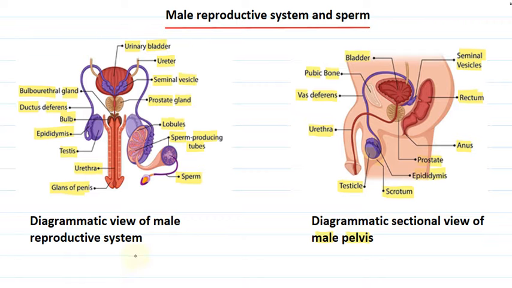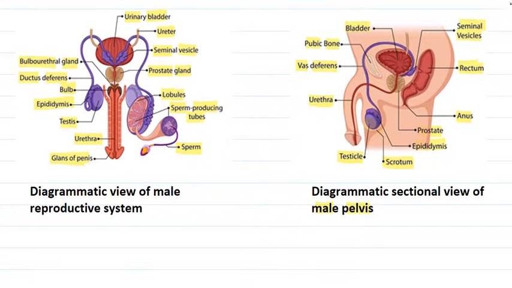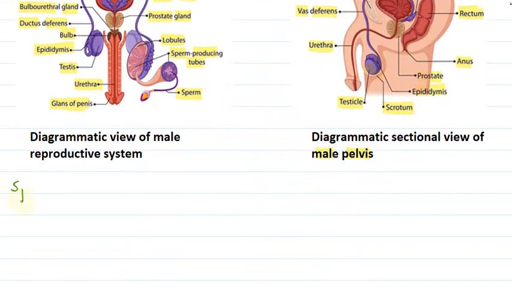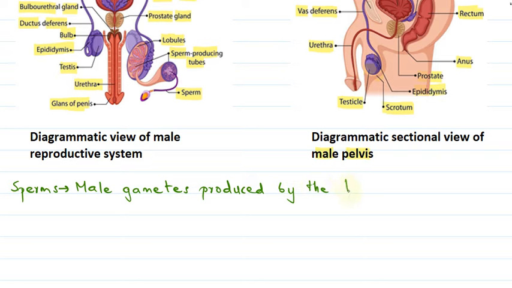Okay, so now let's discuss sperms in detail. What are sperms? They are the male gametes, produced by the testis. Now the sperm has three major parts, and let's see what these three parts are.